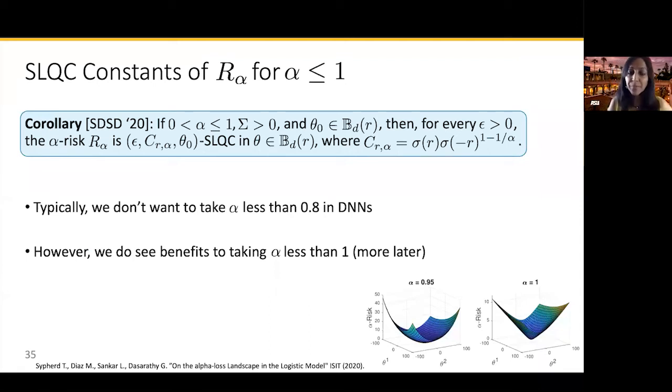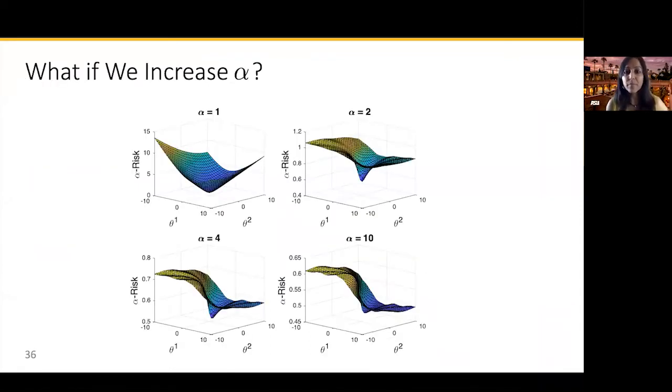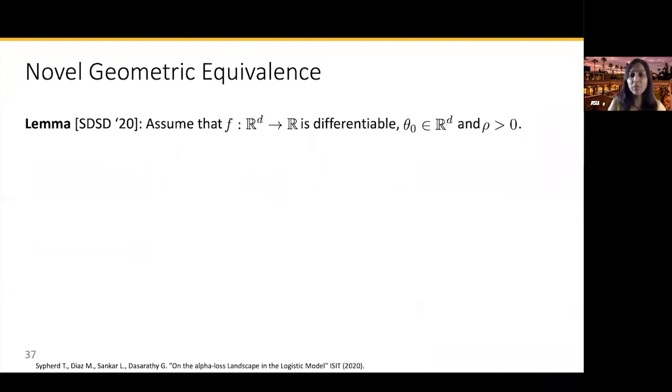So what if we increase alpha? Now I want to give you some theoretical properties. I'm going to start off with a proof. I think I have about 15 minutes, and I think I can be done in that time, but please keep interrupting me if you have questions.